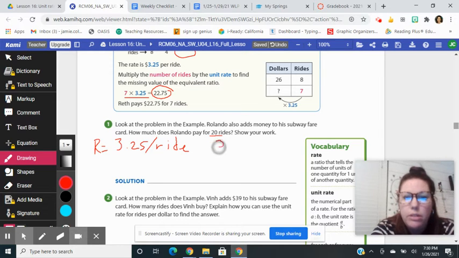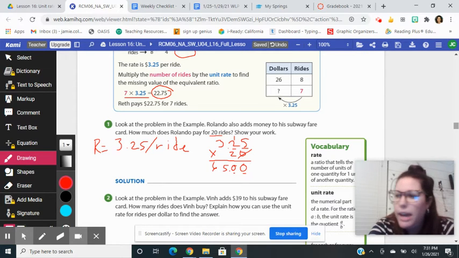So we're just going to go ahead and do that. So 3.25 times 20. Okay, anything times 0 is 0, so I'm just going to bring that right down. 2 times 5 is 10. 2 times 2 is 4, plus 1 is 5. 2 times 3 is 6. So I think I did that right. And then there's 1, 2 spots, 1, 2 spots.